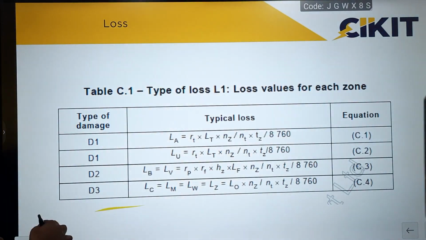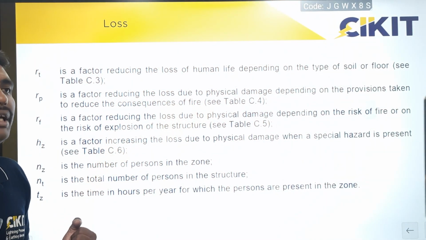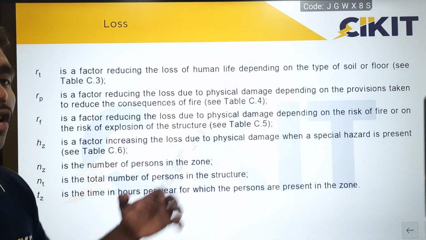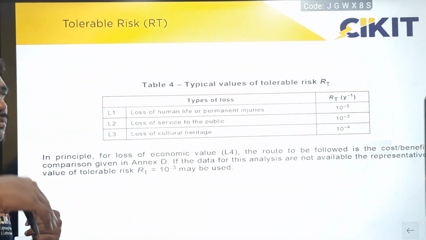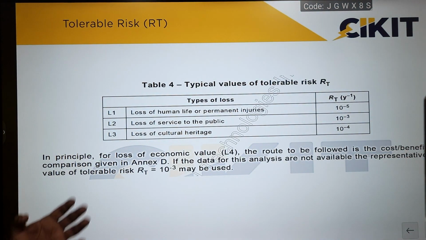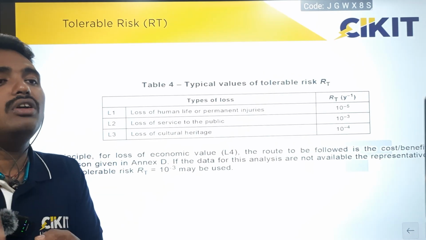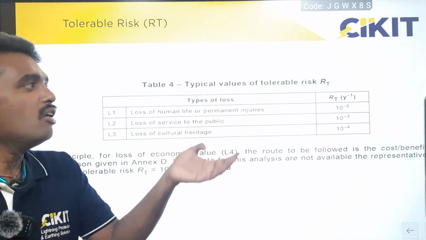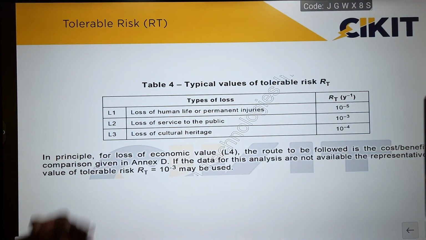So we have explained the three parameters. First one is the number of dangerous events, second one is the probability, and third one is the consequent loss. The product of all these three will give the risk component, RA, RB, RC, like that. Similarly, we have to find all the risk components, and the summation of all these risk components will be the corresponding risk R1, R2, R3 and R4.